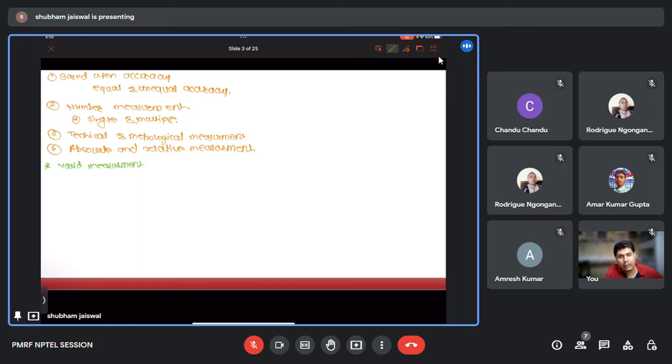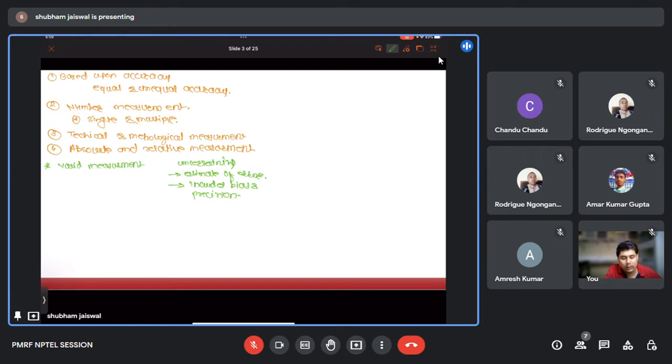And it needs to be precise, it needs to be accurate, and that one we have seen in the valid measurement. Okay. Then we have seen some terms like uncertainty, that is the estimate of error. In simple words, we can call it an estimate of error, and it includes both bias and precision.